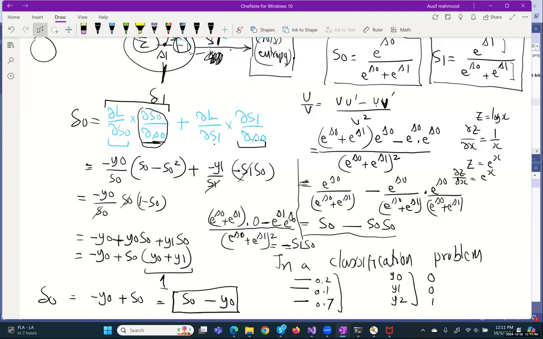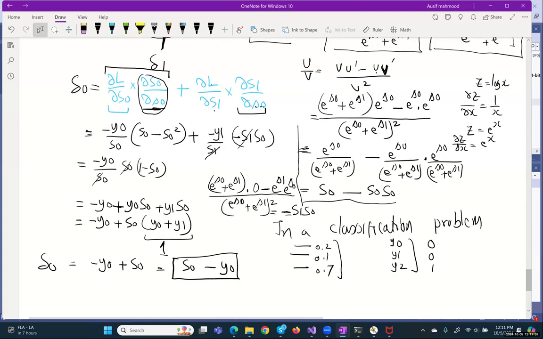Now you can verify yourself. Can you guess, without me going into all the math, what will be delta 1? It will be S1 minus Y1, okay? So let me see if you further understand this, okay?